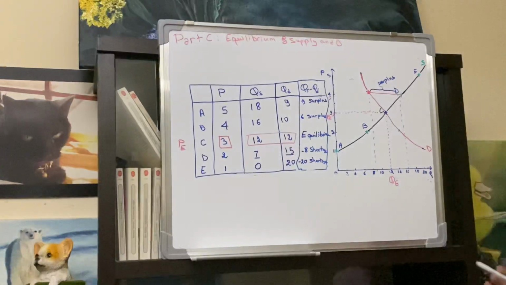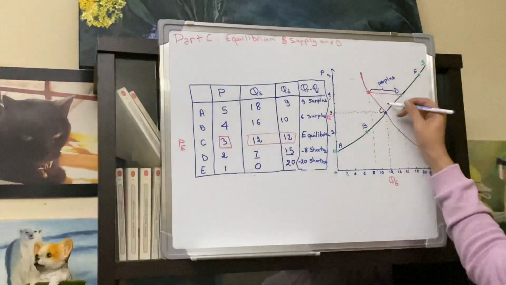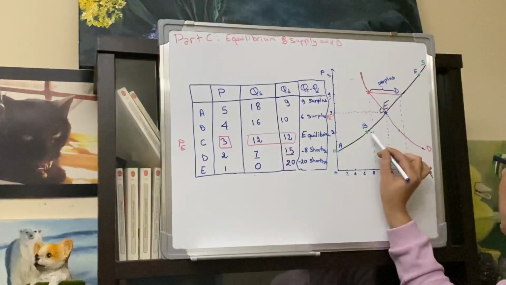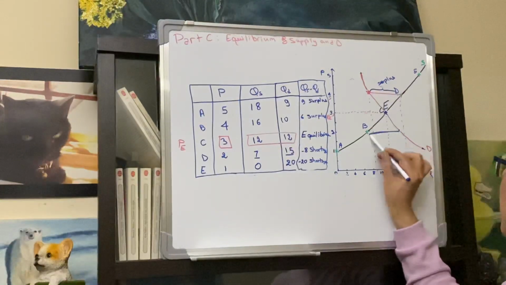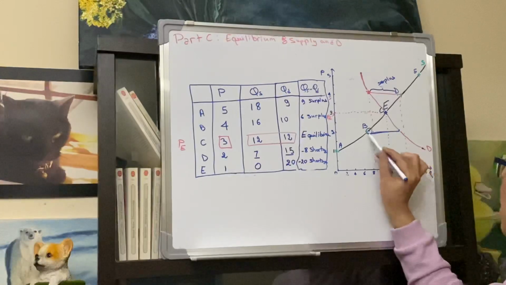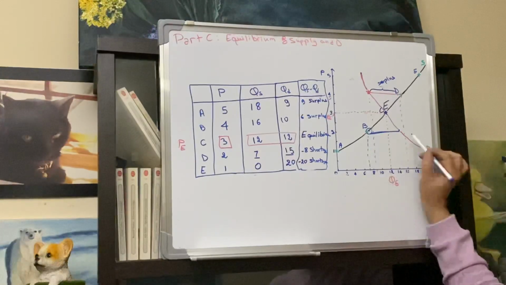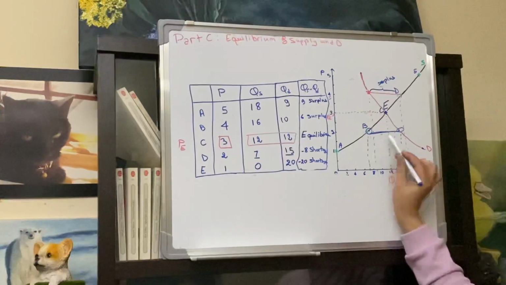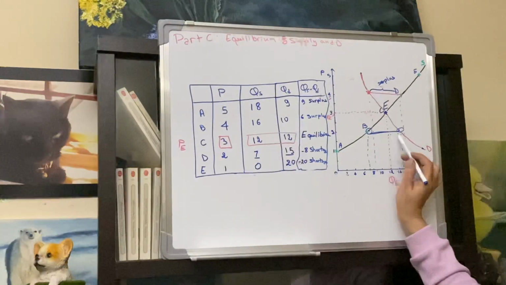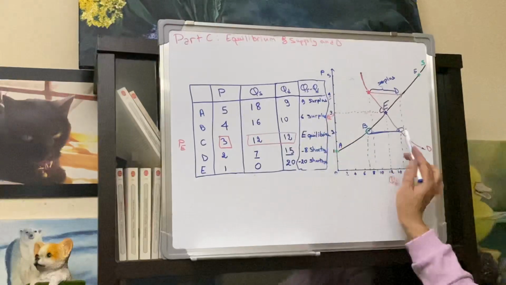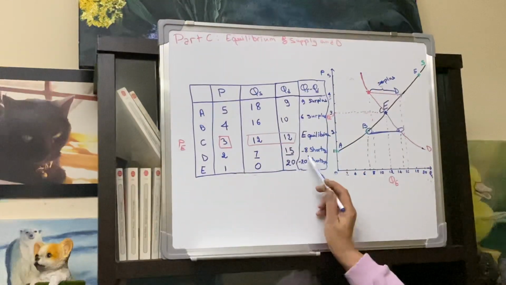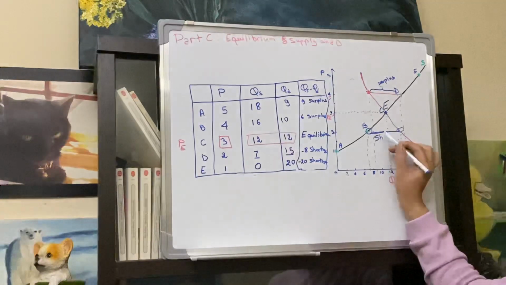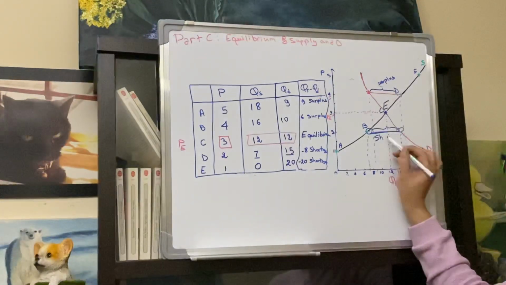Now let's move to a point that is below the equilibrium. This one. Do you see here? Here is the quantity supplied, and here is the quantity demanded. And what is the difference between these two points? It's the size of your shortage. Here you're going to find 8 units. That's your shortage.